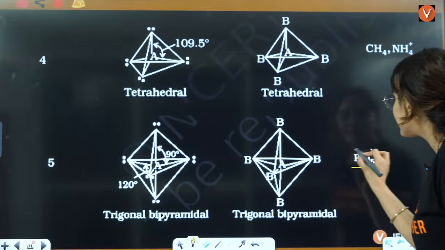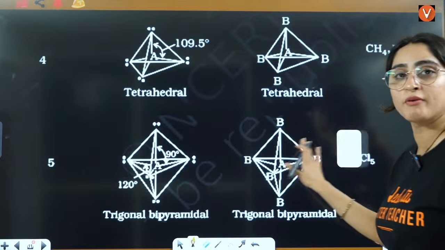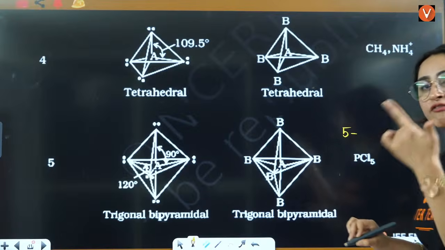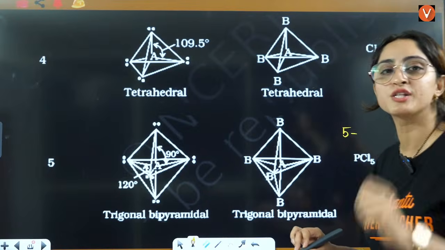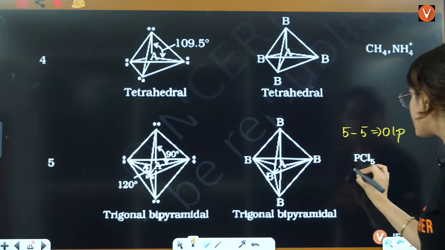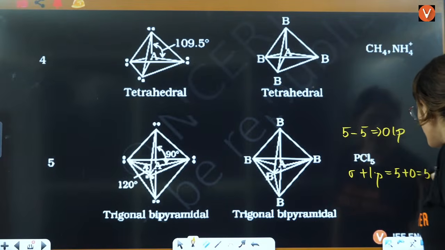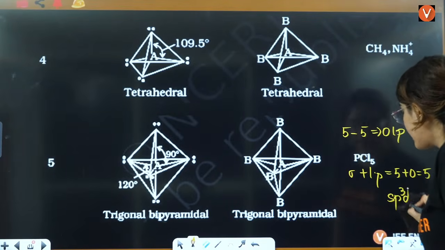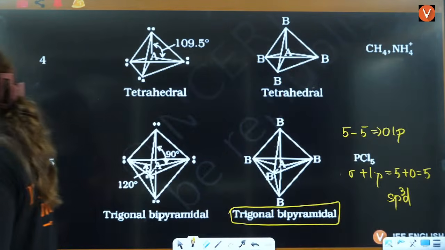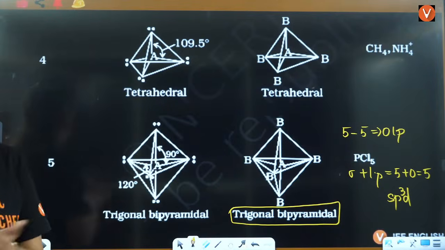Then you have PCl5. In PCl5, phosphorus belongs to group number 15. That means it has 5 valence electrons, and PCl5 means 5 bonds it is forming with chlorine. So it is 5 minus 5, that is 0 lone pair. So sigma plus lone pair is going to be 5 plus 0, that is 5. So 5 means it is going to be sp3d, that is trigonal bipyramidal is going to be the structure in this case. Okay.